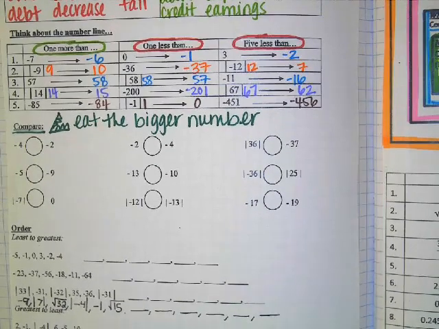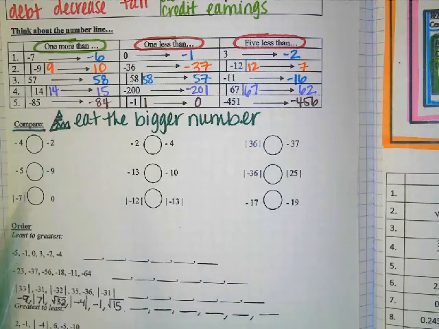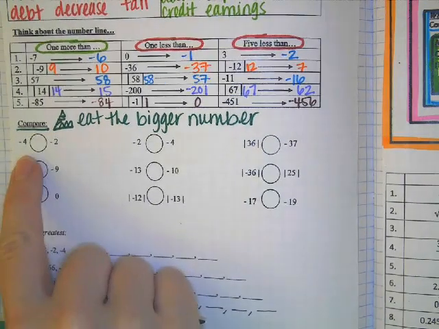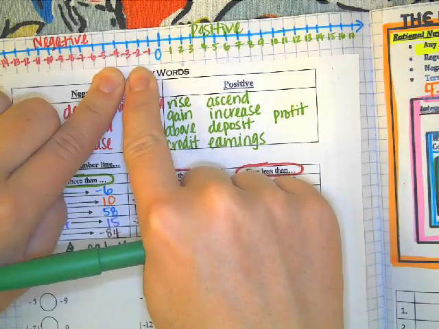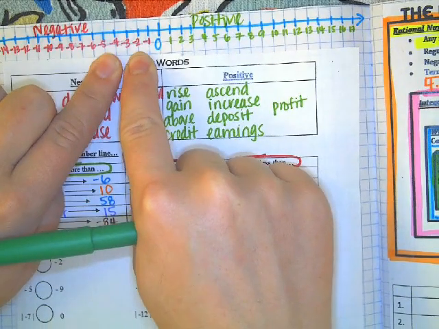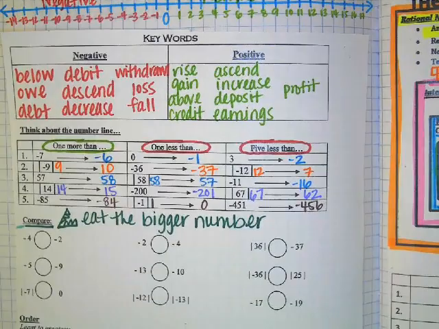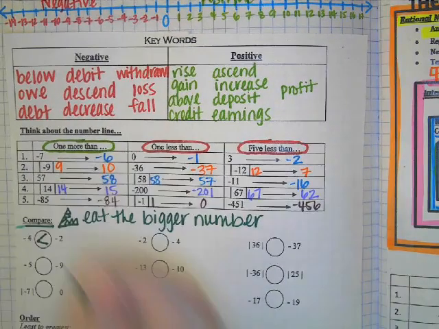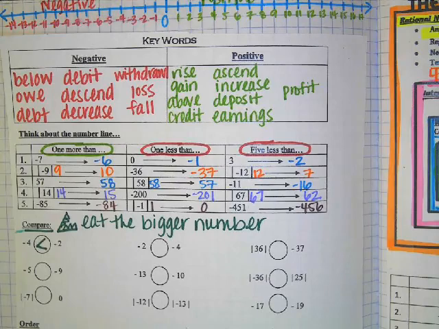As we compare, remember we're going to use the alligator sign, and the alligator sign is going to eat the bigger number. So if we look at this first one, -4 versus -2, on the number line, -4 and -2, which one is closer to 0 or greater? The answer is -2. Your alligator should eat the number -2. Go ahead at this time and work on this.